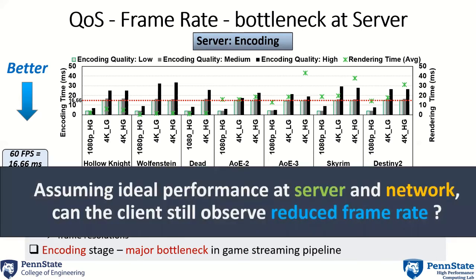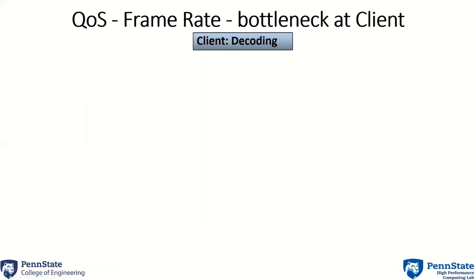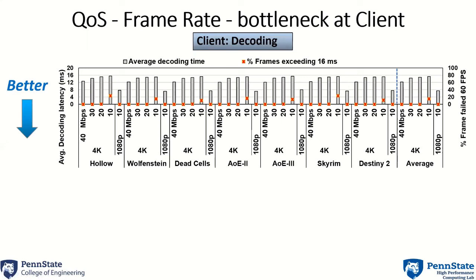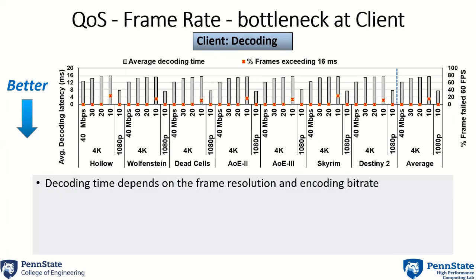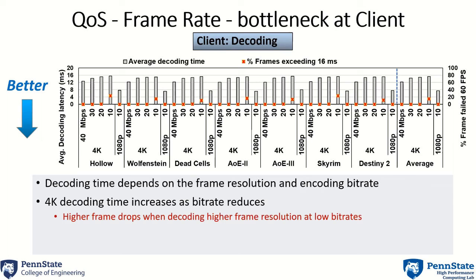The next question we want to ask is, assuming ideal performance at server and network, can the client still observe reduced frame rate? To study the QoS frame rate at the client, we collect the decoding time of the received frames. The lower the latency, the better is the QoS. Across all the games, the decoding time mostly depends on the frame resolution and the encoding bitrate. Further, the 4K decoding time increases as the bitrate reduces. Especially, higher frame drops are observed when decoding higher frame resolution at low bitrate.